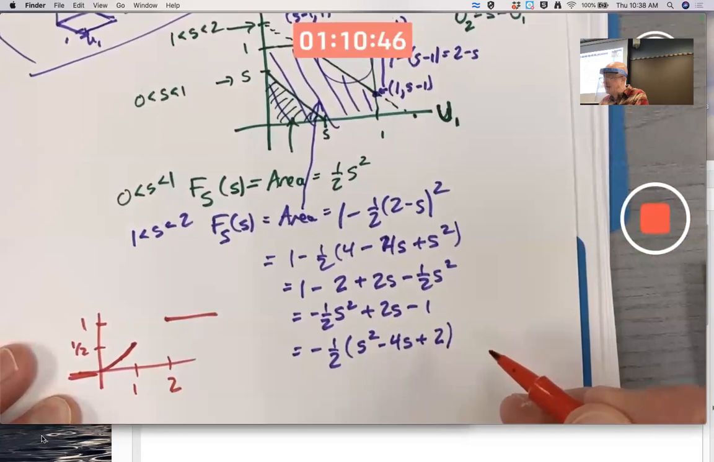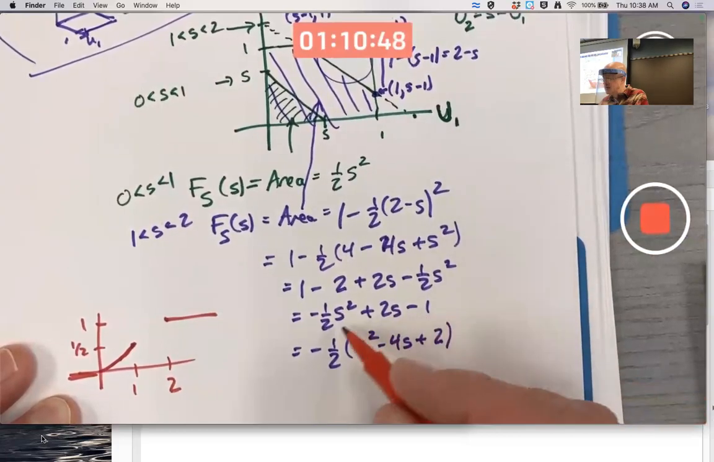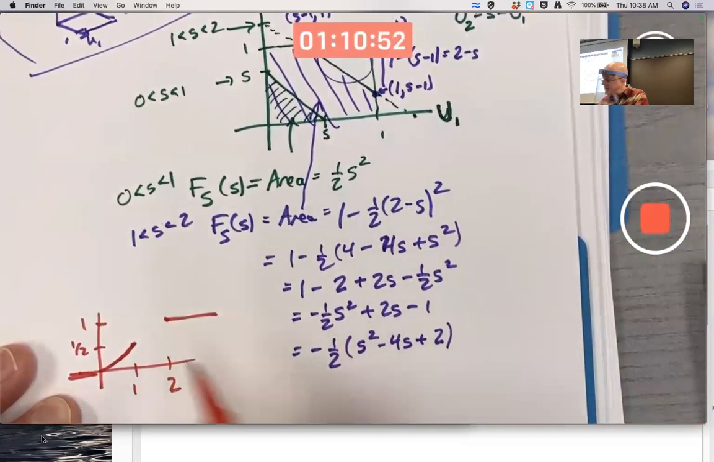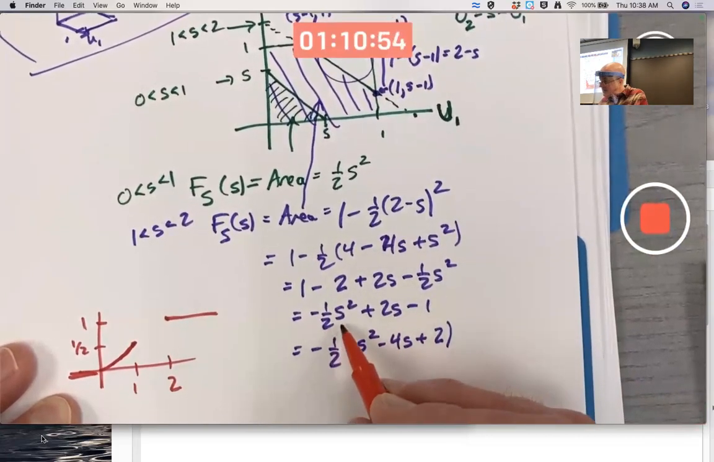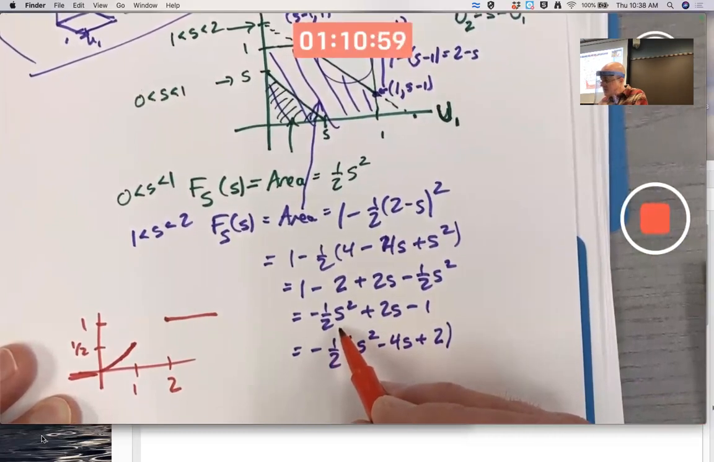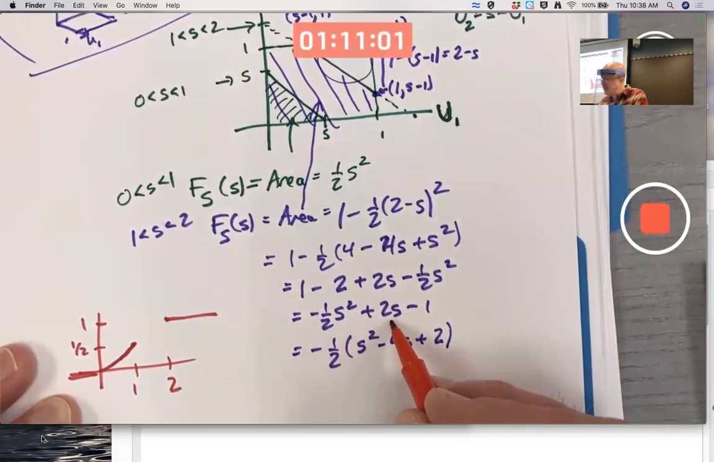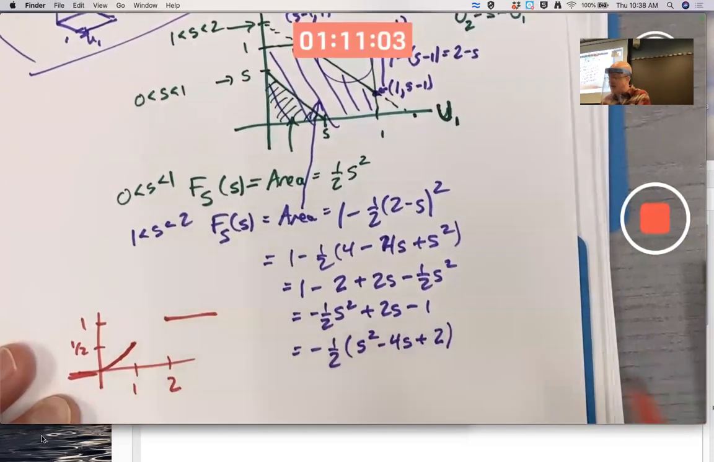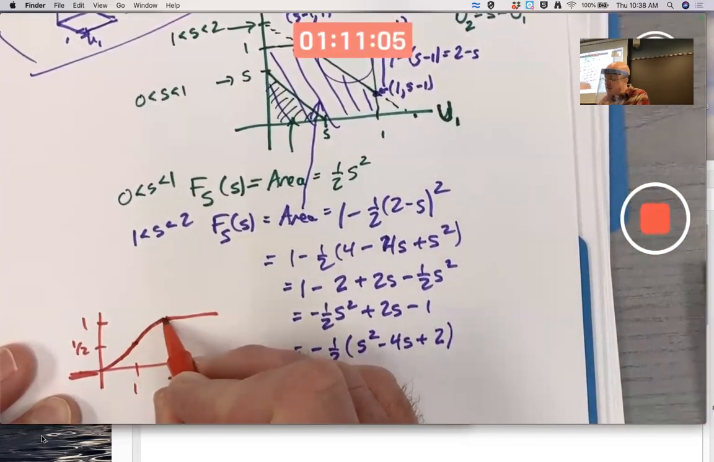And its graph is an upside down parabola, negative coefficient there. Is its value at 2 equal to 1? Let's check that. Plug in s equals 2. 2 squared is 4 times negative 1/2 is negative 2. Plus 4 is positive 2, minus 1 is 1. Yeah, it is correct. It's a continuous function. It looks like this.